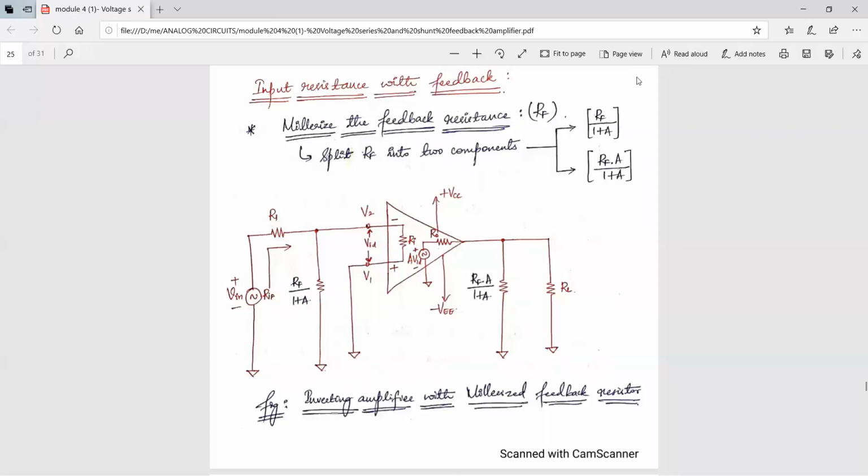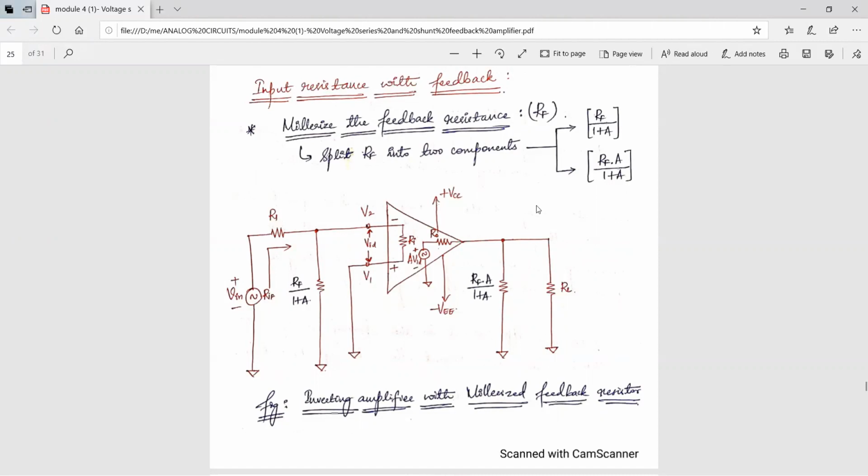Hi everyone. In the previous session, we derived an equation for closed loop voltage gain of an inverting amplifier. And now in this session, we are going to derive equations for input resistance with feedback, output resistance with feedback, and bandwidth with feedback for the inverting amplifier with feedback. So first, let us consider the input resistance with feedback.